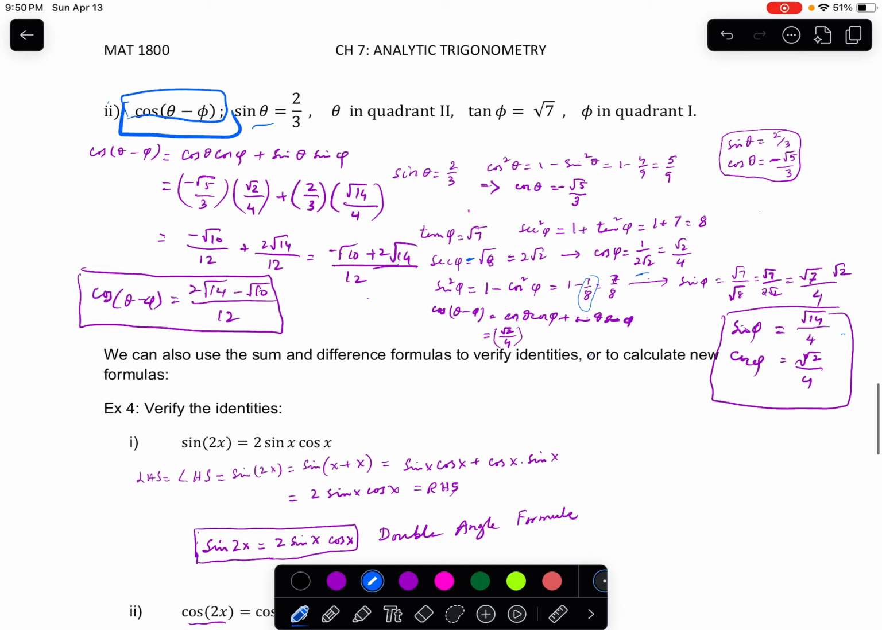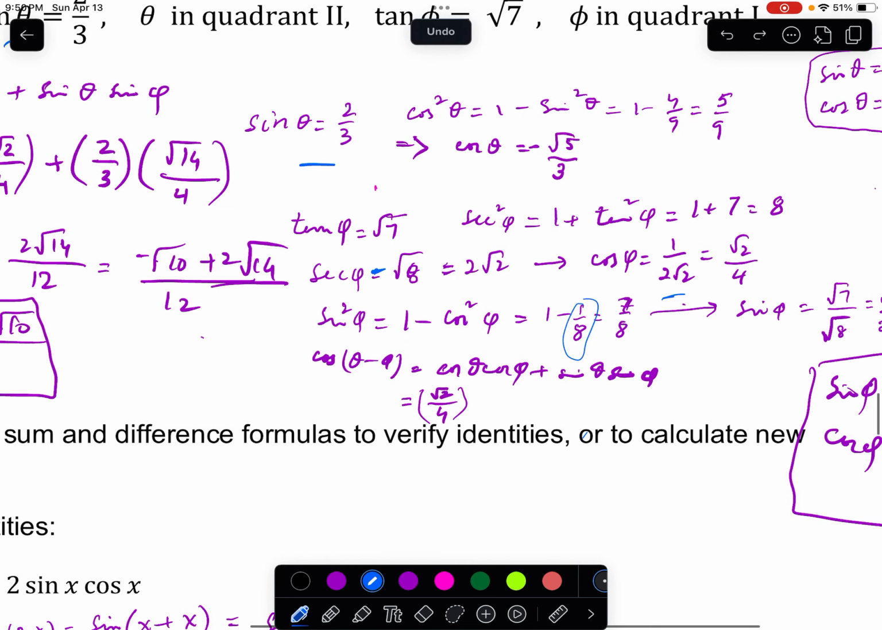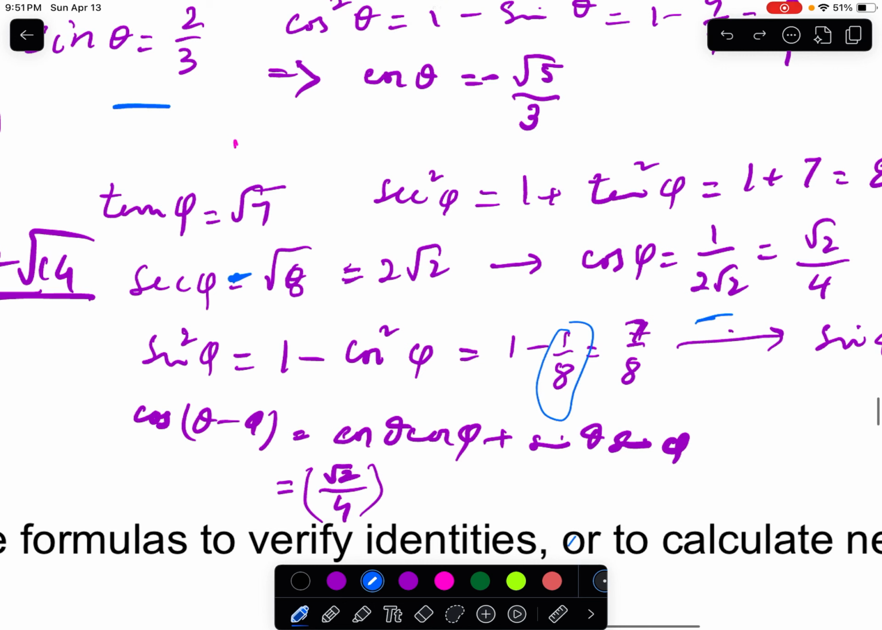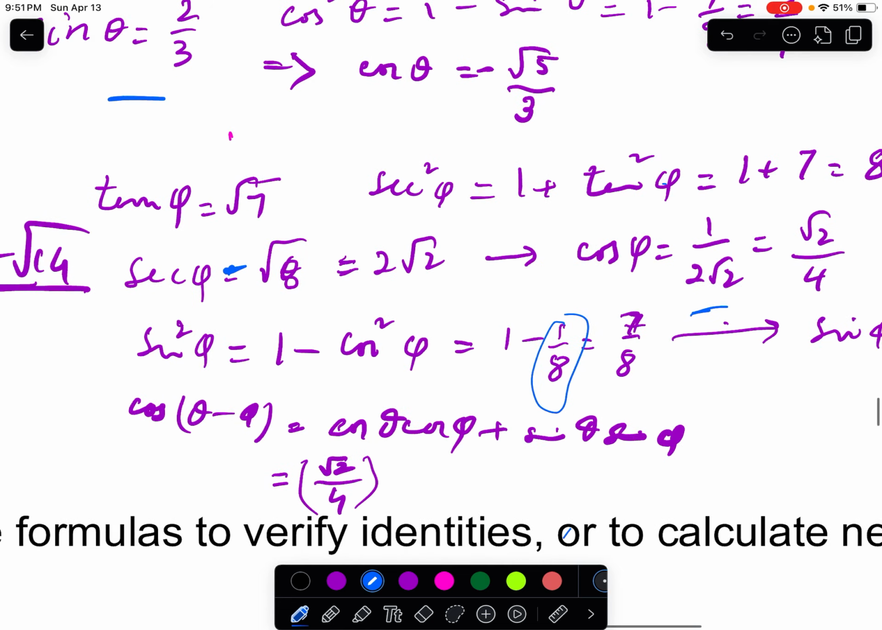Sine of theta is 2 over 3. So cosine square theta is 1 minus sine square theta, or 1 minus 4 over 9, which gives me 5 over 9. So cosine square is 5 over 9, and cosine of theta will be plus minus square root of 5 over 3, but we are in the second quadrant, so cosine of theta will be negative square root of 5 over 3.